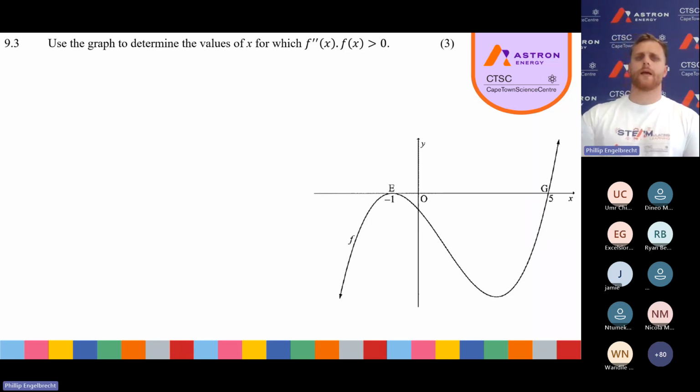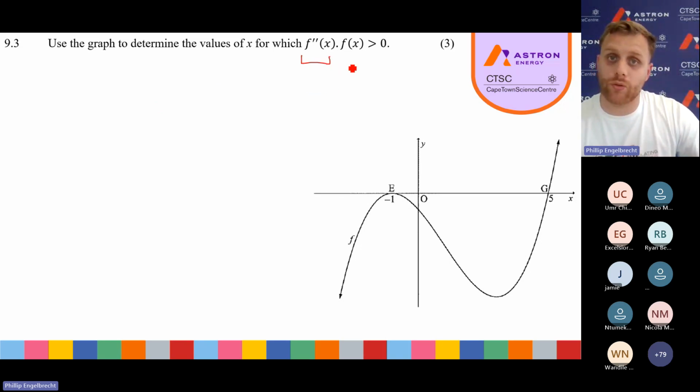Okay, perfect. Now they say, use the graph to determine for which values of x will the second derivative times the first derivative be above 0. Now, whenever you see this, I always think, okay, what they're basically asking is for which value of x will the second derivative times our function f of x be positive?